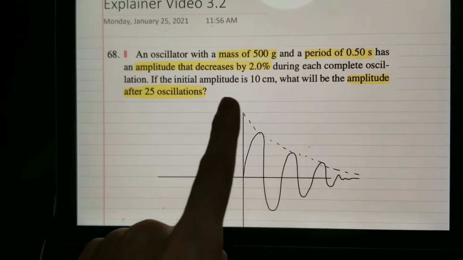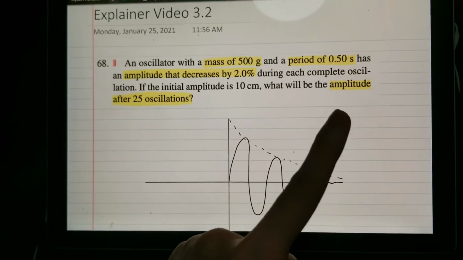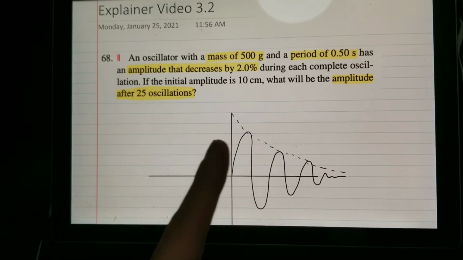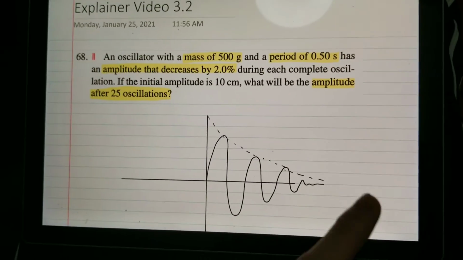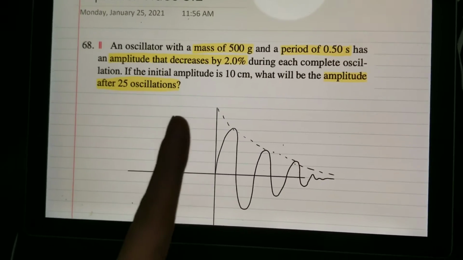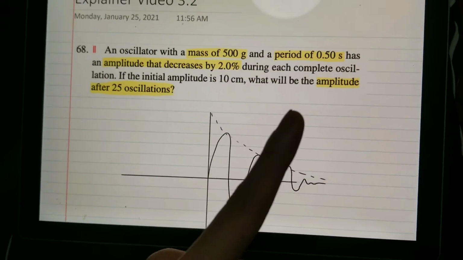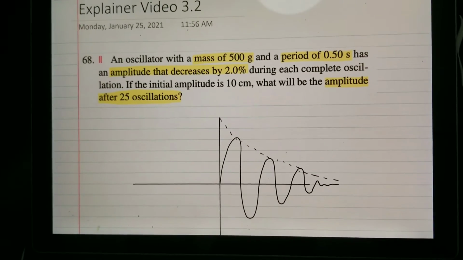An oscillator with a mass of 500 grams and a period of 0.50 seconds has an amplitude that decreases by 2% during each complete oscillation. If the initial amplitude is 10 centimeters, what will be the amplitude after 25 oscillations?